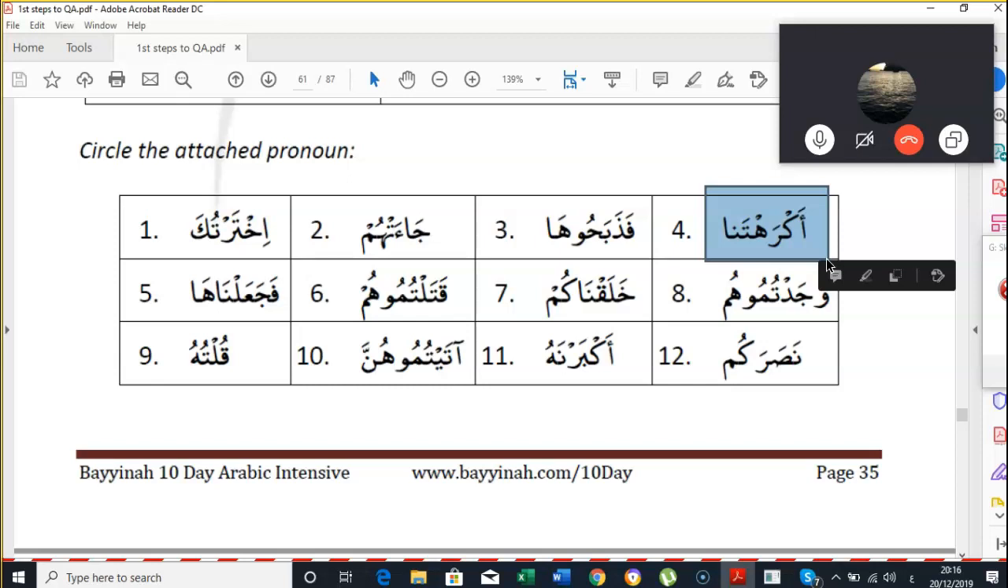So going through the Nasara chart, what ends with a ta at the end? I hate. That'll be akrahtu. Say again? You hate us. What was that? Well, how is it we? You're not following the rule. You're jumping to the attached pronoun.